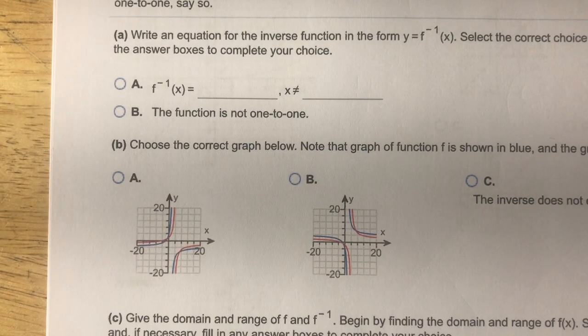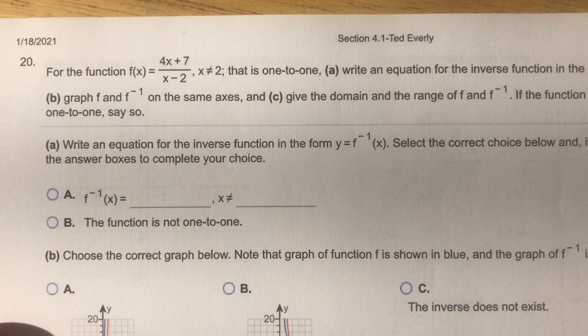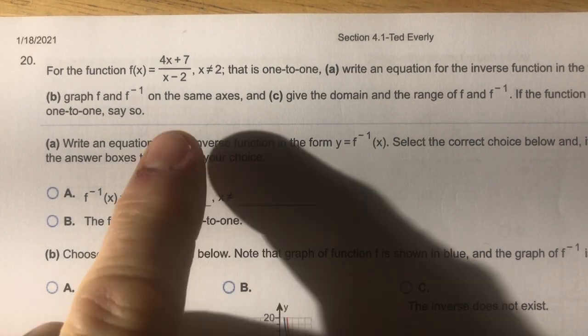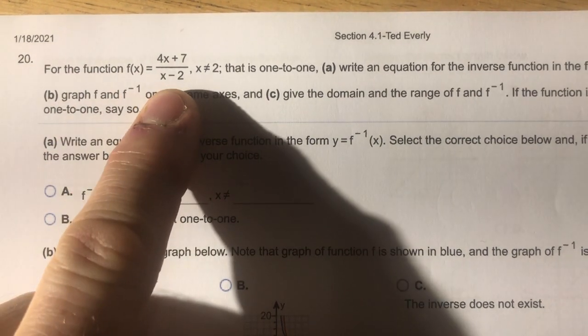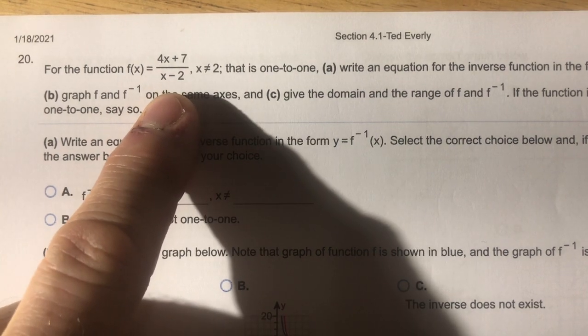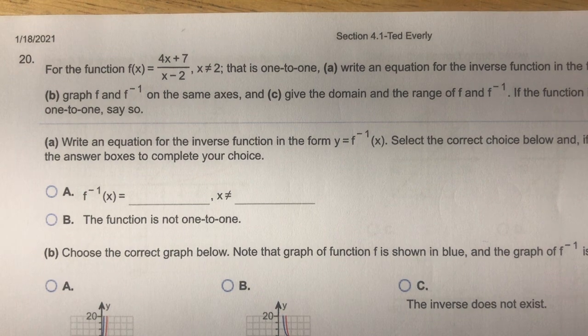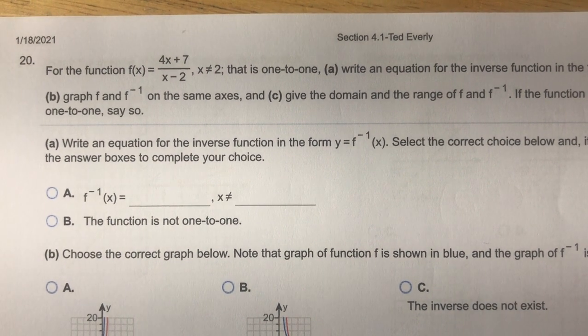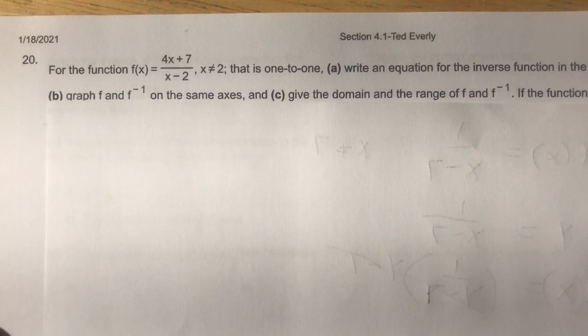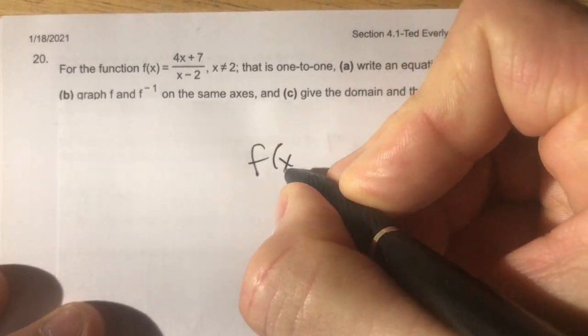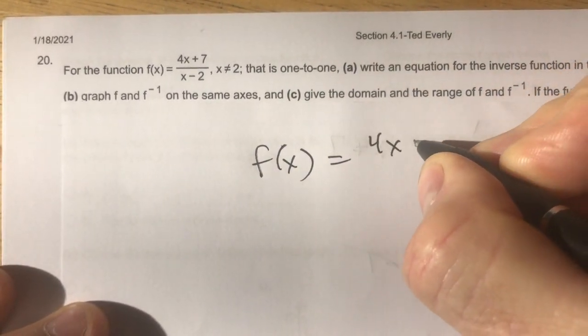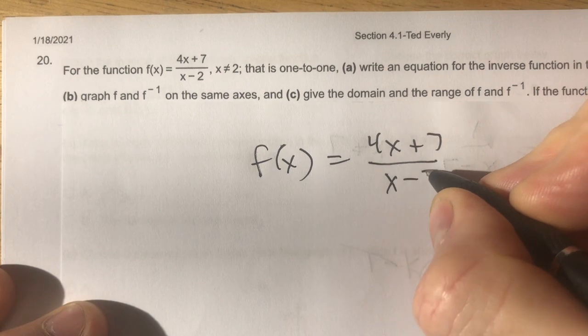Okay, number 20. Here's a function, and this is a reciprocal, so it is going to have an inverse. All right, let me show you how to find the inverse of this one. So let me write it down here. f of x equals (4x + 7) divided by (x - 2).